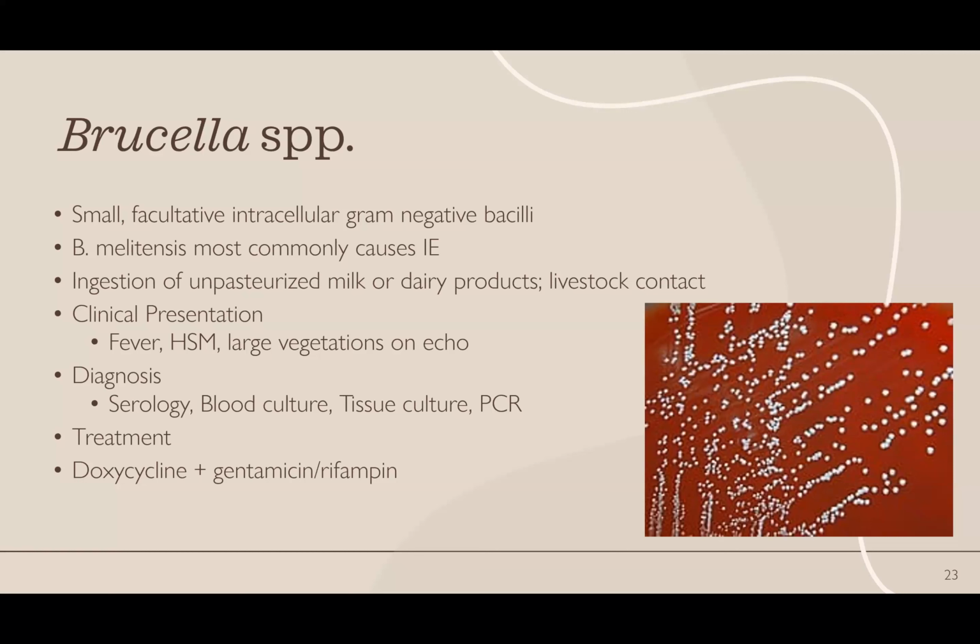In terms of the diagnosis, again, we have access to serology. We may be able to culture, although they're very, very slow growing, about 6 weeks to grow on culture. We may be able to do a tissue culture, even a PCR. And in terms of our treatment options, again, we have doxycycline and gentamicin or rifampin as a recommended treatment option.